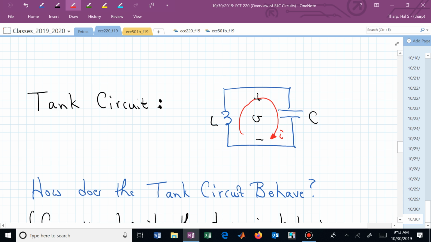Those two circuit elements now have a lot in common in terms of variables that describe their dynamical behavior. They share the same voltage and they share the same current. So now we're asking, how does the tank circuit behave? Is it well behaved? Is it ornery? It's actually a little bit ornery.